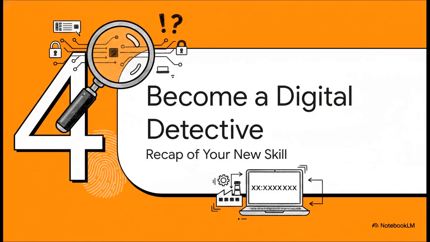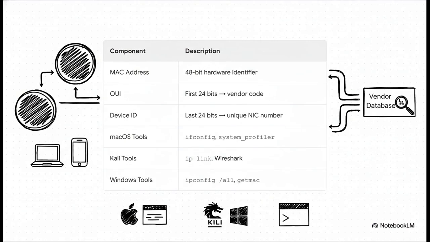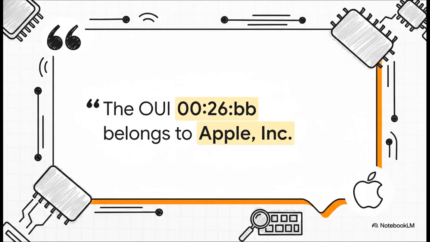So there you have it. You now have a fundamental skill of any good digital detective, the ability to read the clues that are hidden in plain sight. Let's do a quick rundown of everything we've covered. Okay, let's lock this in. The MAC address is that 48-bit hardware ID. The first half, the OUI, tells you the vendor. The second half is just the unique serial number. And don't forget, you've got simple command line tools built into every OS to pull this info up in seconds. And really, it's that simple.